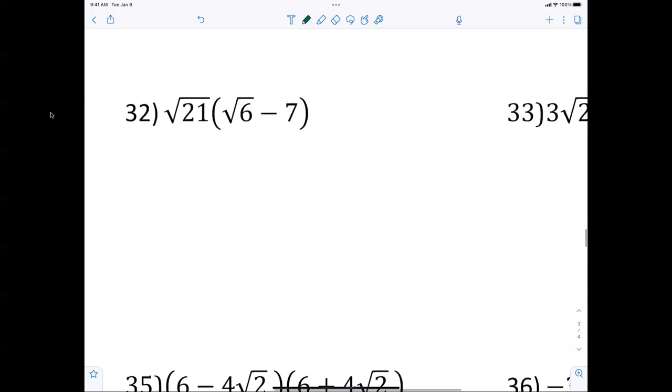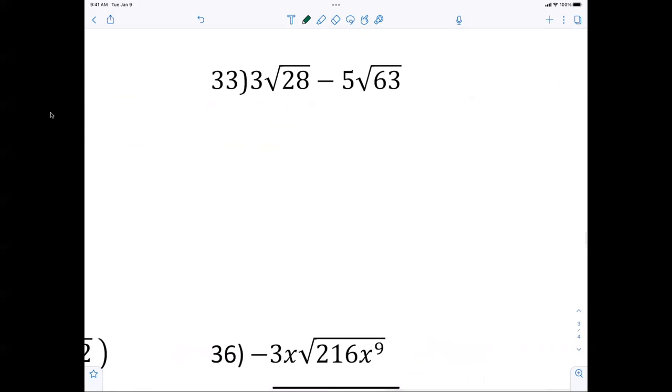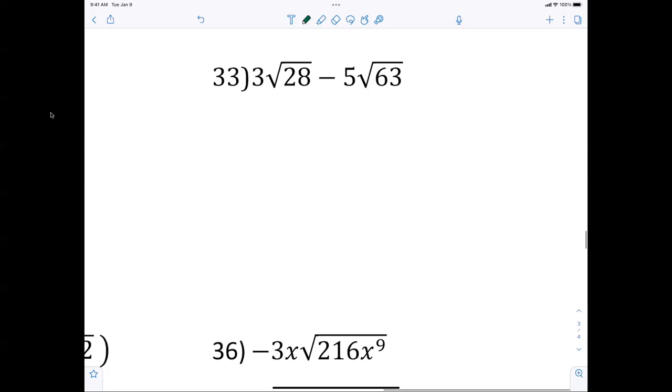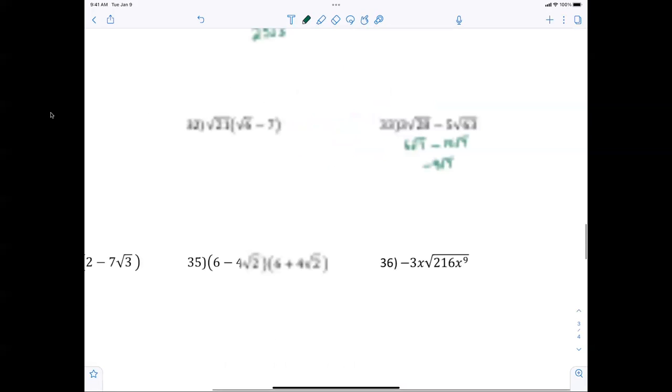All right, here we go. 33. What are we thinking here? There's a common 7, so it becomes 6 radical 7 minus 15 radical 7. Any issues? So my final answer here is how much? Negative 9 radical 7. You sure? All right, thank you.